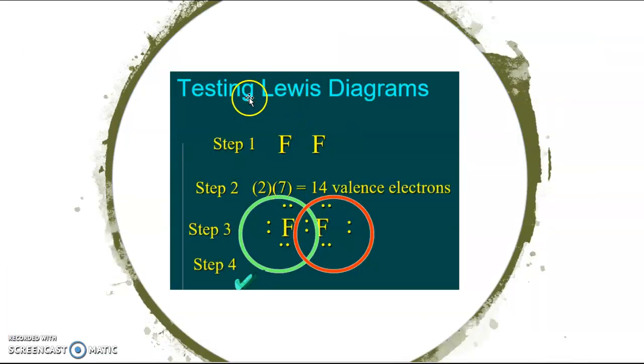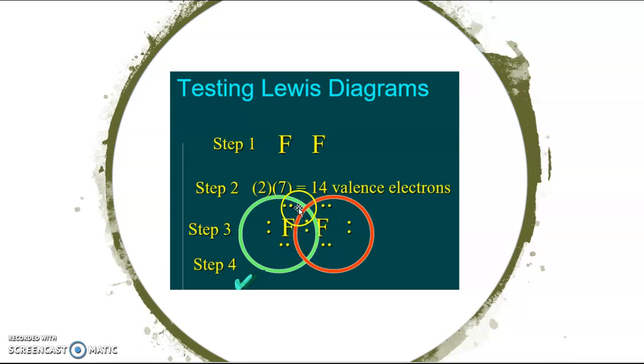Let's see this compound. In this case, we have 2 atoms of fluorine. You represent the 2 symbols. You know that as you have 2 atoms and every atom has 7 valence electrons, you have a total of 14 valence electrons. Then you represent the 14 electrons, taking into account that between the 2 atoms there will be a pair of electrons.